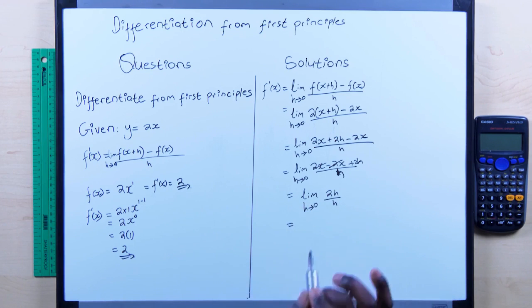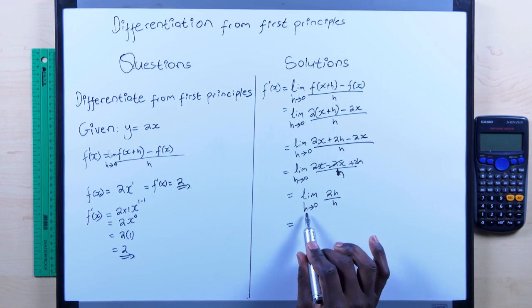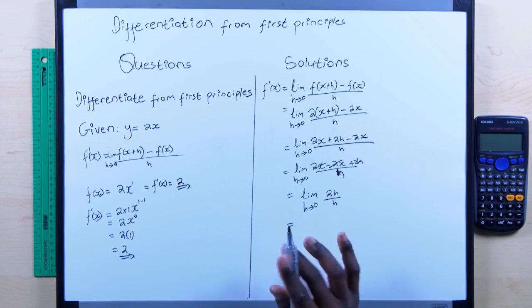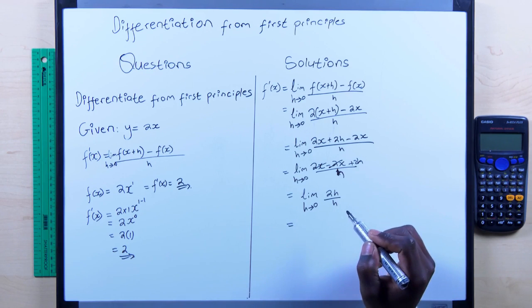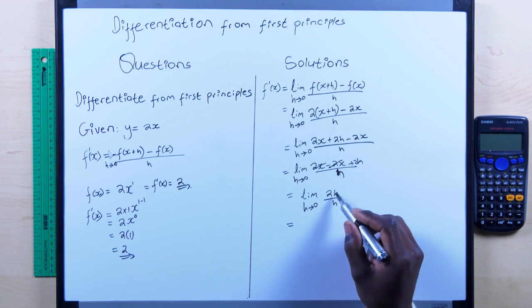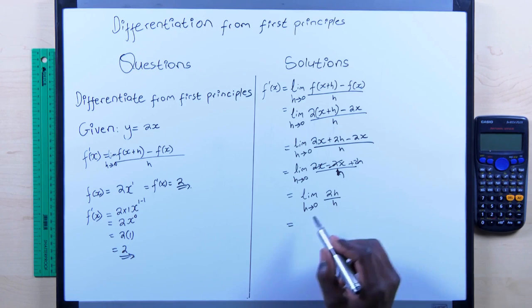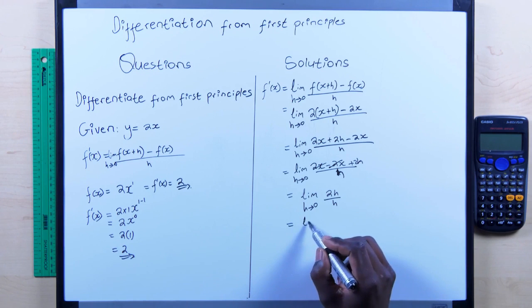Still, you do not substitute with h here. You do not substitute with h equals 0, no. Why? Because you still have to sort out the denominator first. So you can see that h divided by h is 1. The limit still exists.